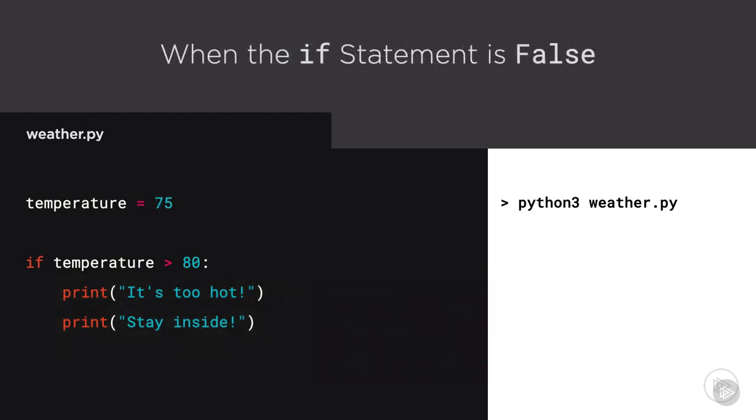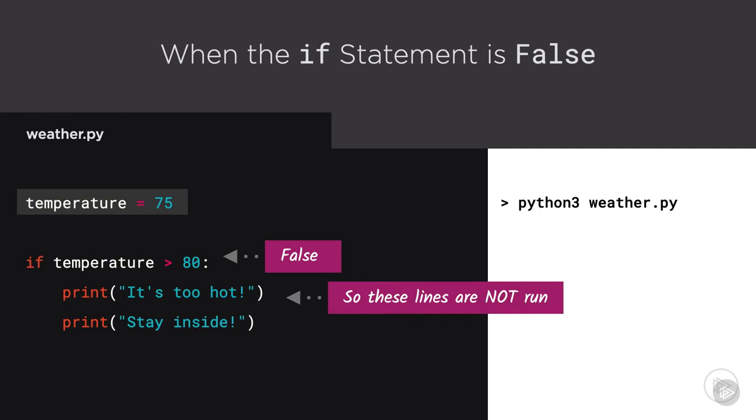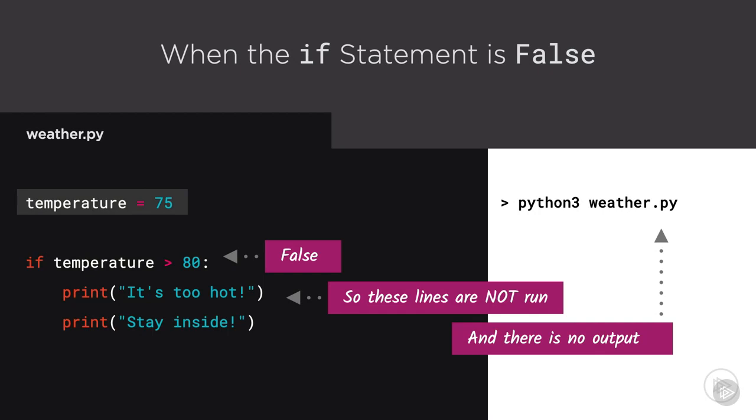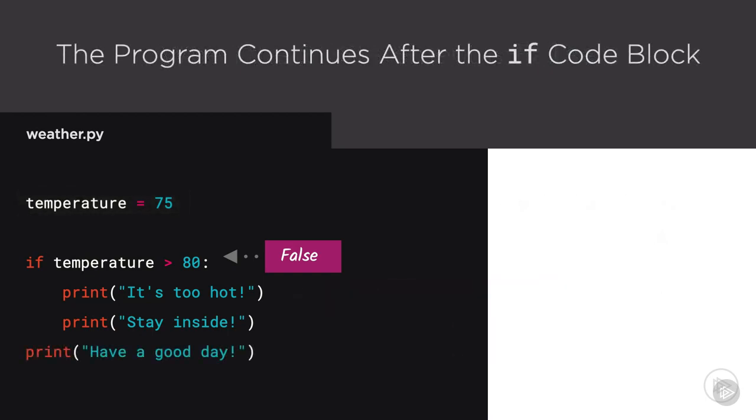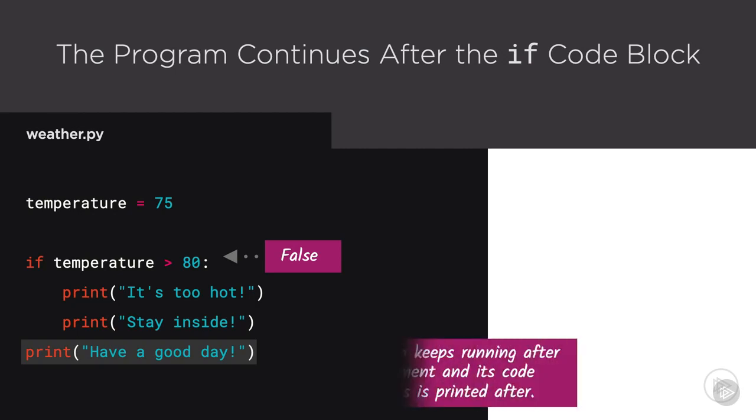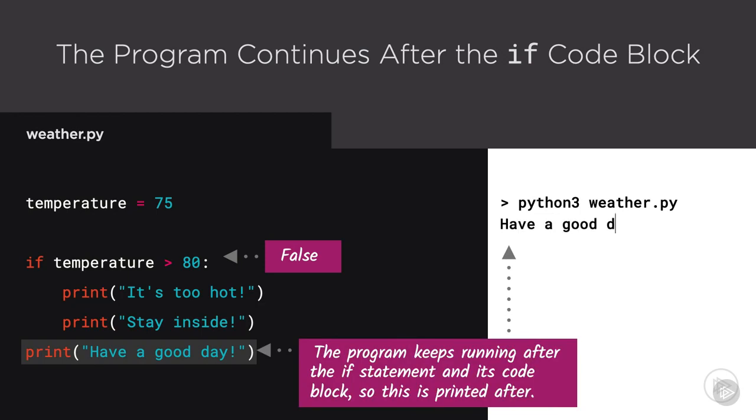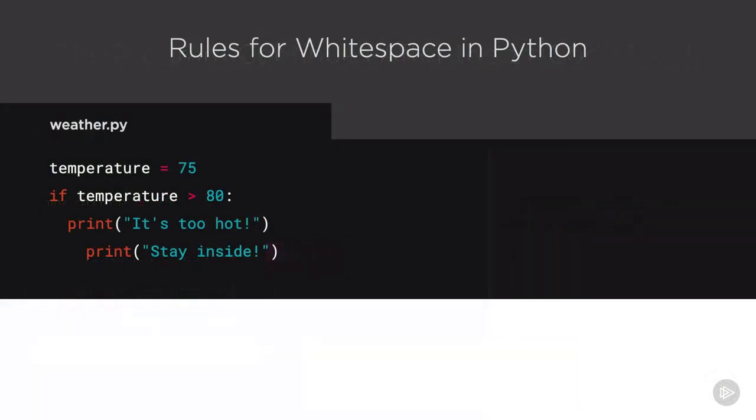If we instead set the temperature to 75, the if statement evaluates to False because 75 is not greater than 80. So the indented code block is not run. Again, if we run our program, there is no output. If we add another line of code that prints "have a good day" after the if statement and its code block, we can see that's where the program continues running after the if statement. When we run this, we can see that even though the if code block wasn't run, "have a good day" was printed.